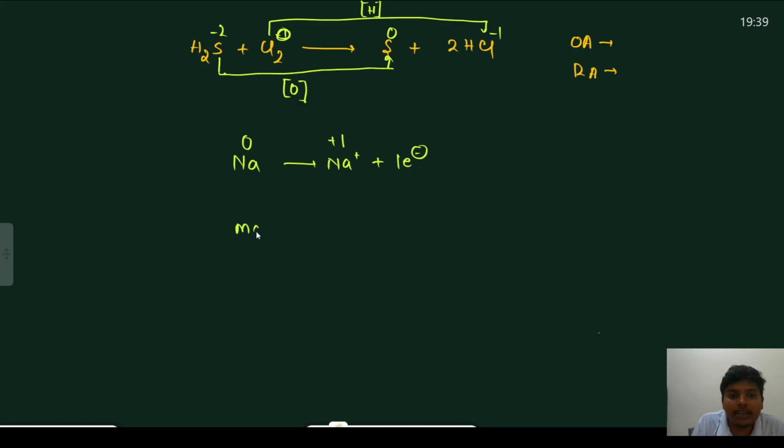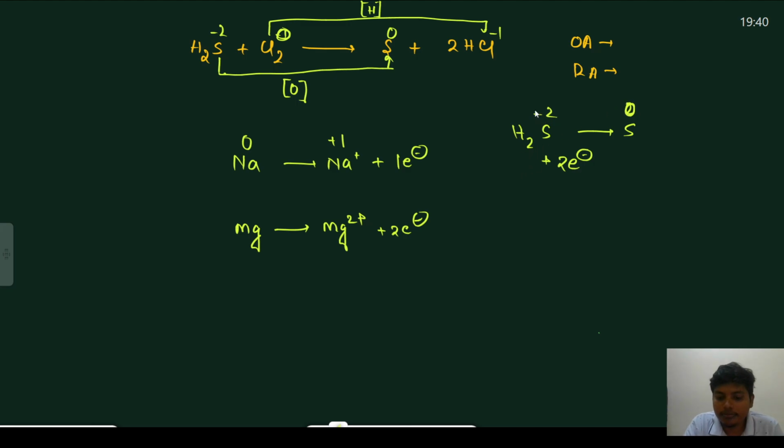And if I tell magnesium to Mg2 plus, how many electrons will be there? 2 electrons. Similarly, if I tell H2S to S, how many electrons is H2S losing? 2 electrons, because we are going from minus 2 to 0. Understood this thing? So you can understand the electron changes also. Clear?